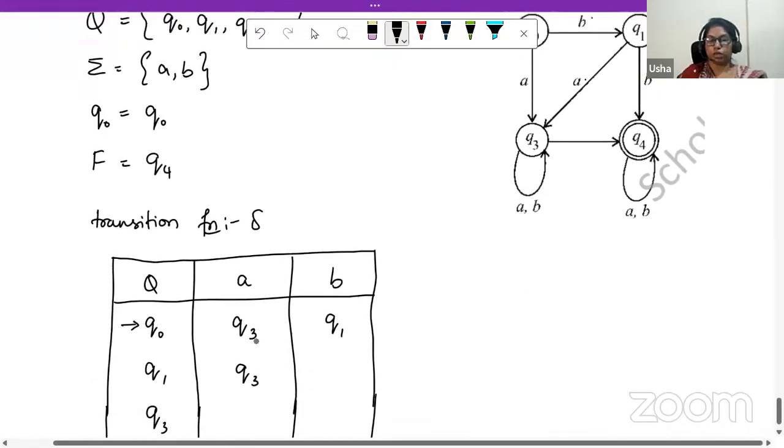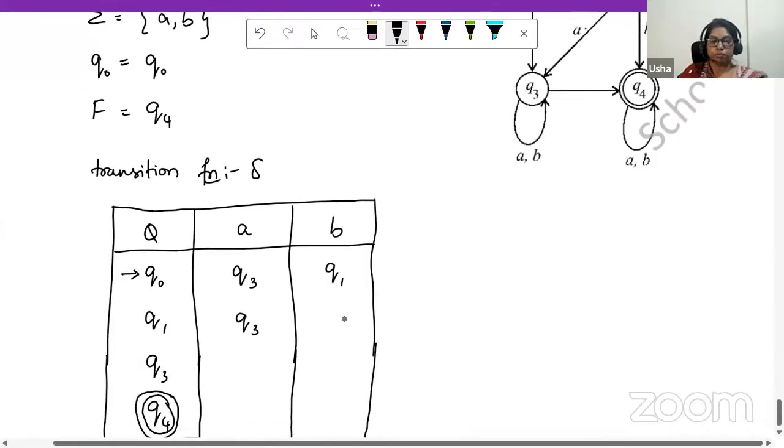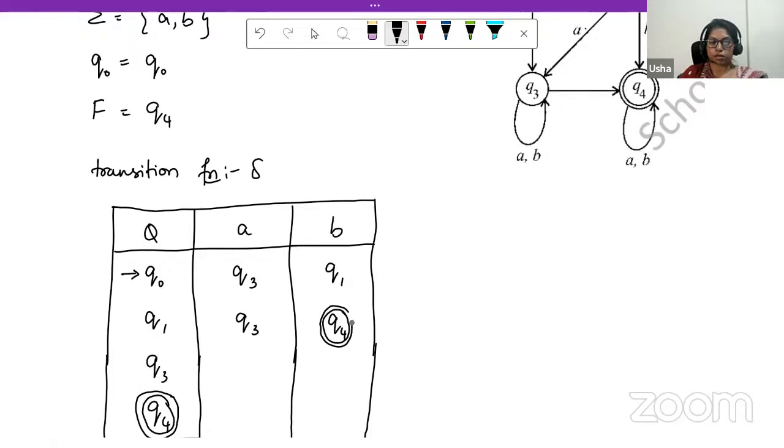A goes to Q3 and B goes to Q4. On input B, it goes to Q4 and this is a final state. Remember, so we have to write like this.